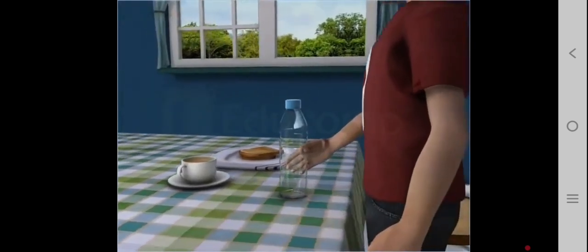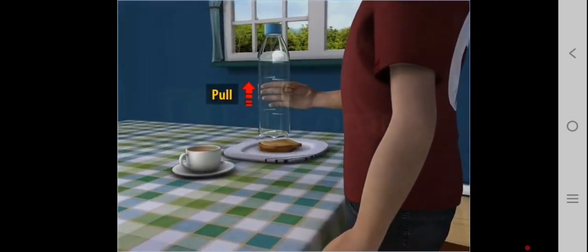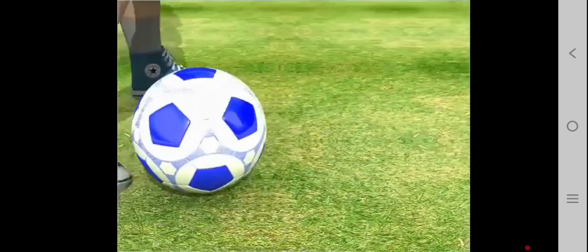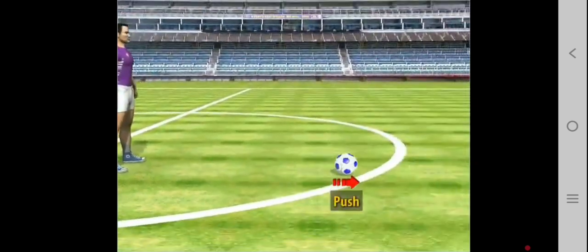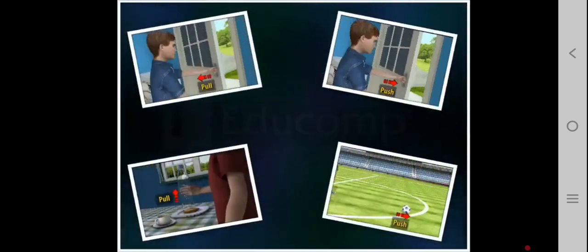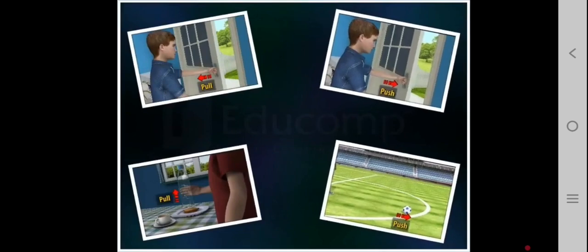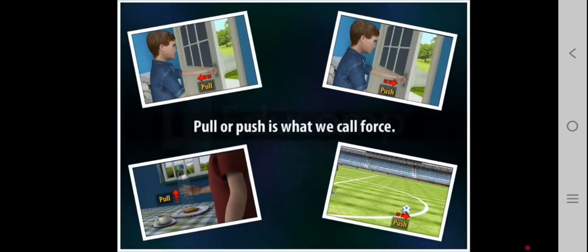Similarly, when you lift a bottle, you pull it up. When you kick a football, you actually push it. In fact, to move any object, you need to either pull or push the object. This pull or push is what we call force.